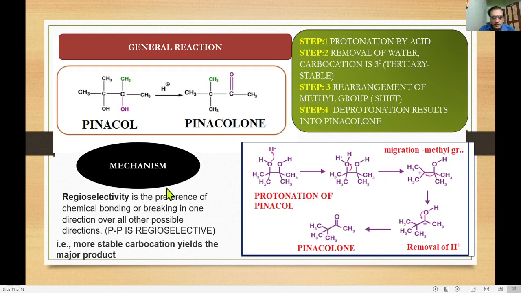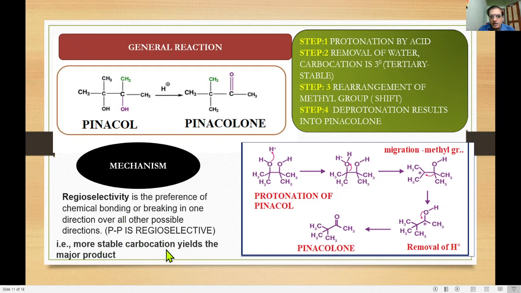And more often, the stereochemistry says that it is a regioselectivity. What does regioselectivity mean? Either the bond breaking or bond making must be in one direction. Although other possibilities are there, if suppose there are two or three possibilities, it goes only this way. So of the overall possible bond formations or bond breakings, it prefers only one, so that is regioselectivity.